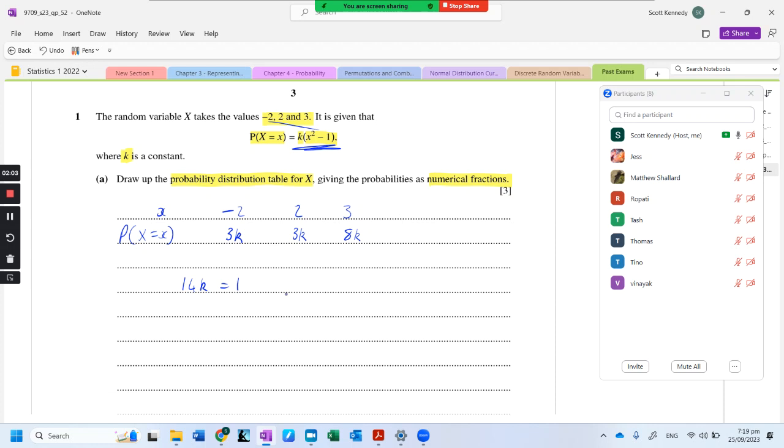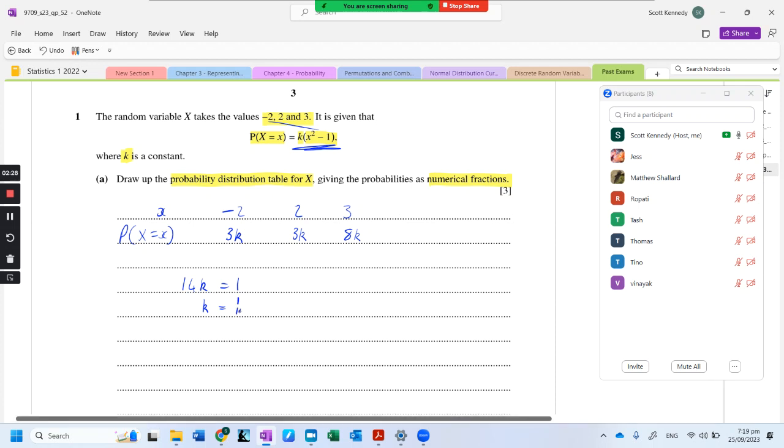Why does it equal 1? Anyone want to have a crack at that? Don't be shy now. Jess, what do you reckon? Yep, and those are the only possibilities. So therefore we can say that k equals 1/14.